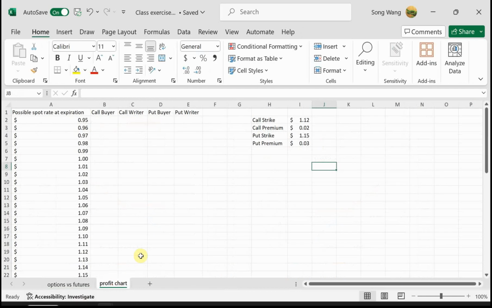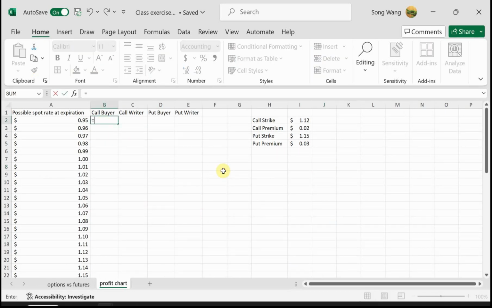The next thing is to get a profit chart for the call buyers, call writers, put buyers, and put writers. For call buyers, we actually have done that. Again, I'm going to use the max function. It's either 0 or you use the call strike. You buy at the strike and you sell at the spot. And of course, you always have to pay the call premium as a call option buyer. And you want to make sure the premium is locked and the strike price is locked.